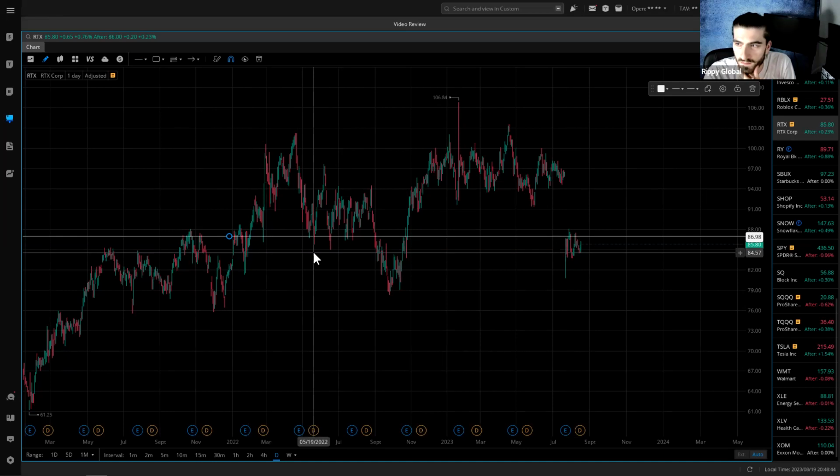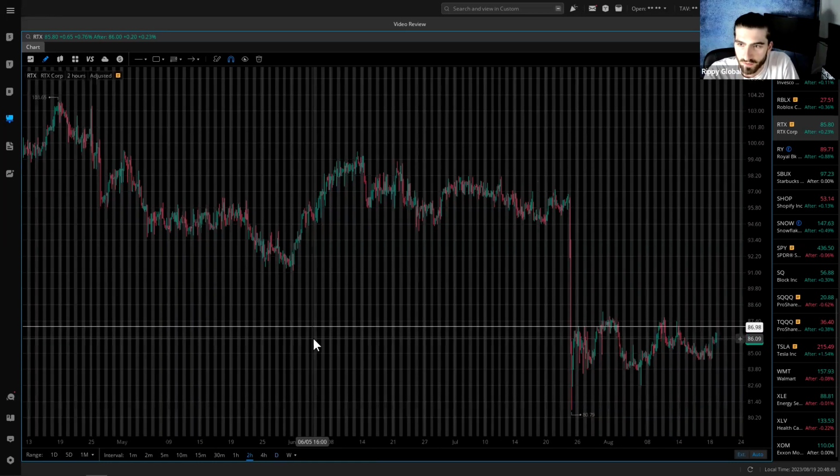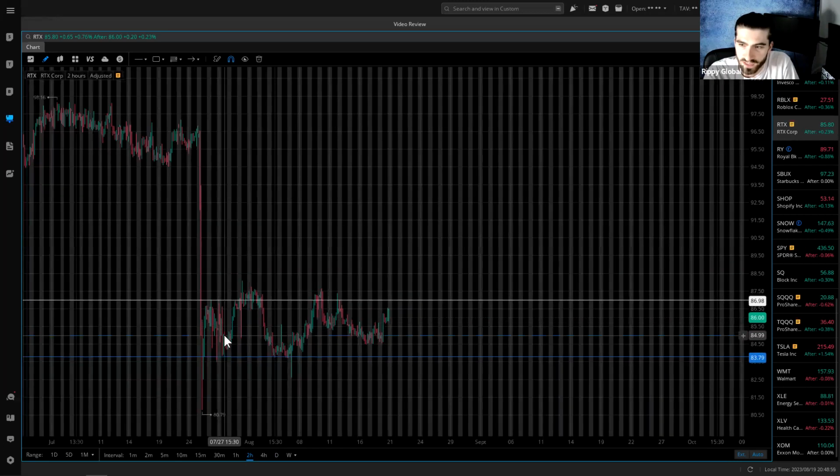For support, there's not much confirmation to use. So I'm going to take this down to 2 hours, see if there's stuff on the smaller time frame. We can put a level right here. So when looking at RTX, we got a support in the smaller time frame at roughly $83.70.